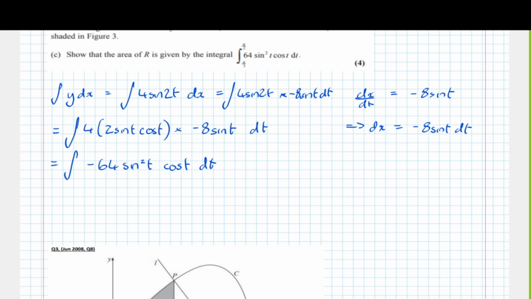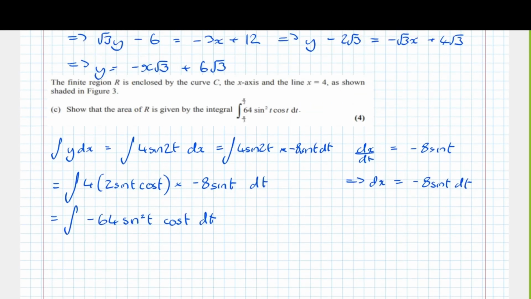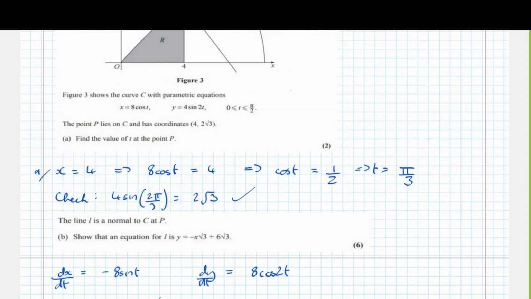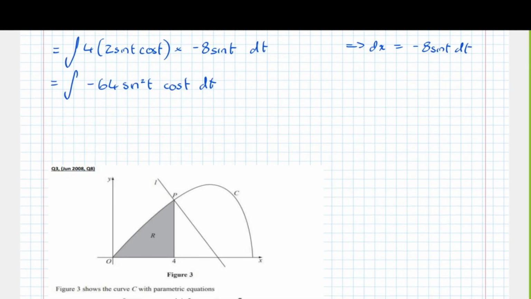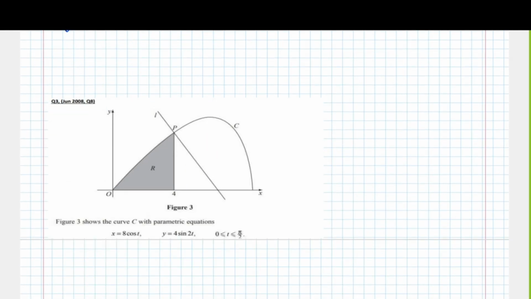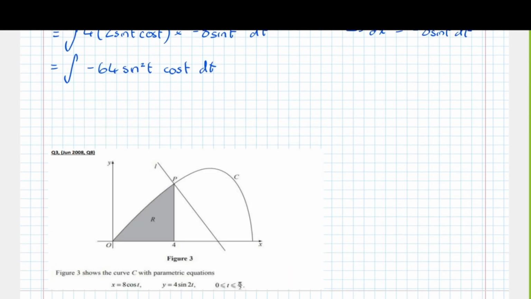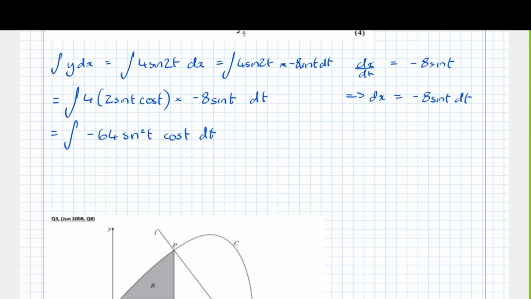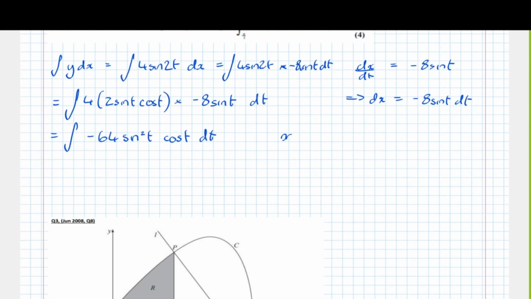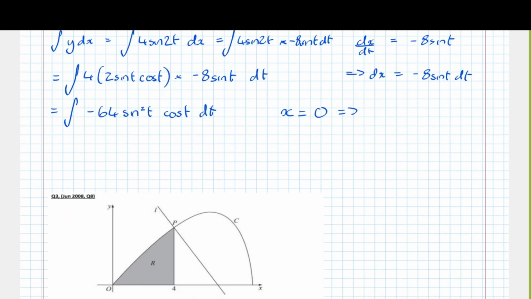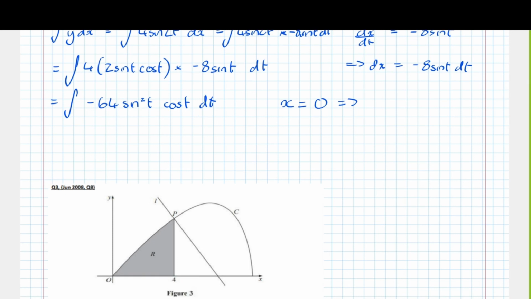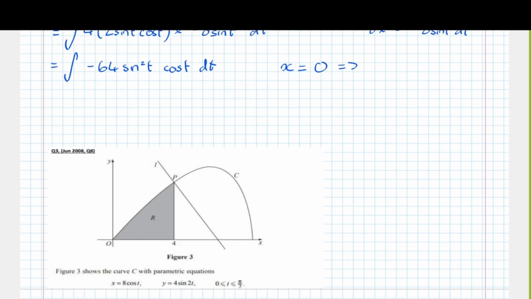Let's first of all put the limits on there. So going back up to the function, actually we can do from this diagram here, can't we? The two x limits are 4 and 0. So the lower limit is 0. X equals 0 implies that, and remember this is the lower limit, x equals 0 implies that 8 cos t equals 0.